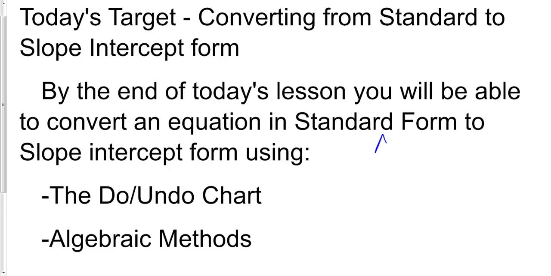Remember that standard form looks like this, where x and y are on the same side of the equation, and slope-intercept form is y equals mx plus b. Slope-intercept form is much easier to graph from, so we want to be able to convert from standard to slope-intercept so that we can graph an equation. This is particularly going to be helpful when you have a standard form equation where the x or y intercept or both are not nice numbers.